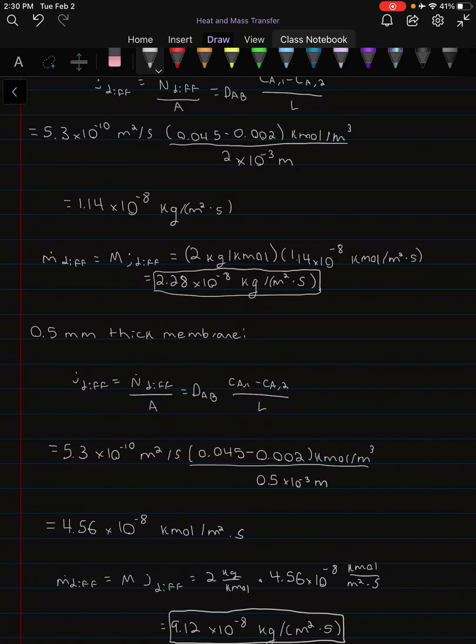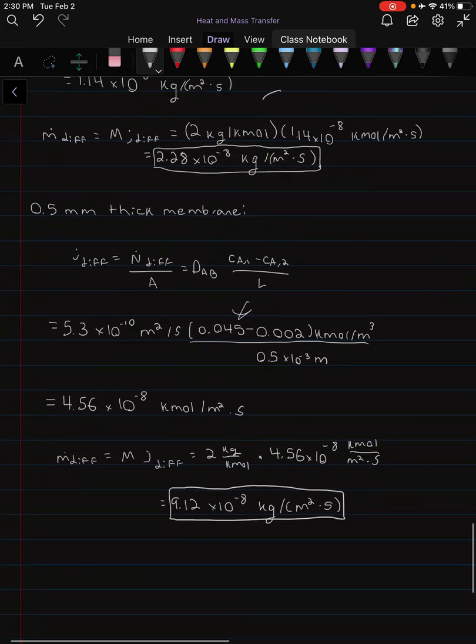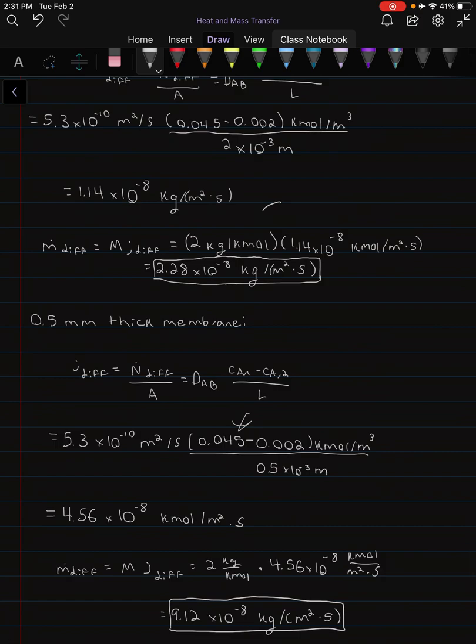Your mass diffusion is equal to your total mass, which is 2 kilograms, times what we got here. And then if it's a 1.5 millimeter thick membrane, we change these dimensions and get 9.2 times 10 to the negative 8 kilograms per meter squared seconds. Same process for the second part.